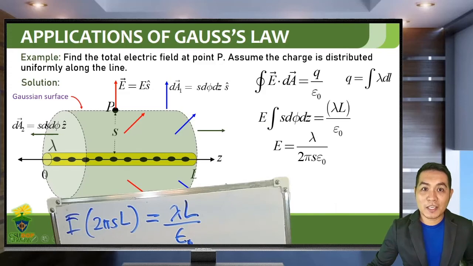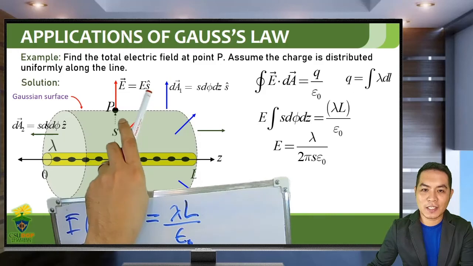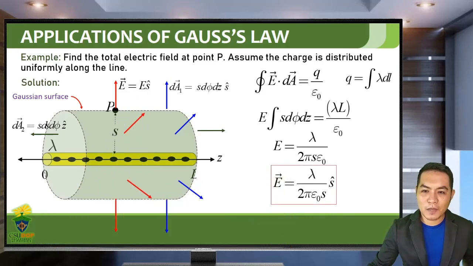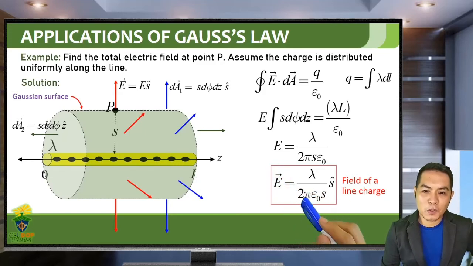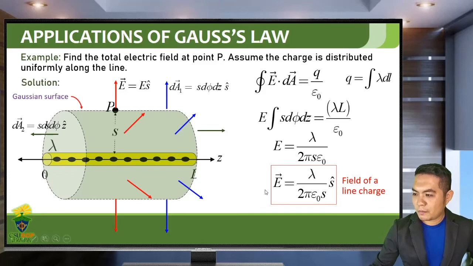But this is just the magnitude, but we already know its direction. This is just E, the magnitude, and the direction is S hat. So to get the vector, you just take into account the direction S hat. So this is now the field of a line charge distribution, lambda over 2 pi epsilon naught S, S hat. What we obtained before, when we used Coulomb's law, is the same, but we used the variable X and then X hat. But this is now the more general solution, S hat.